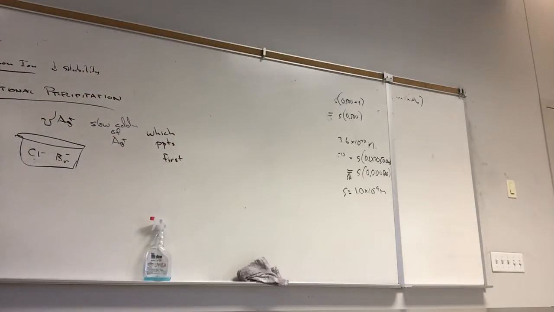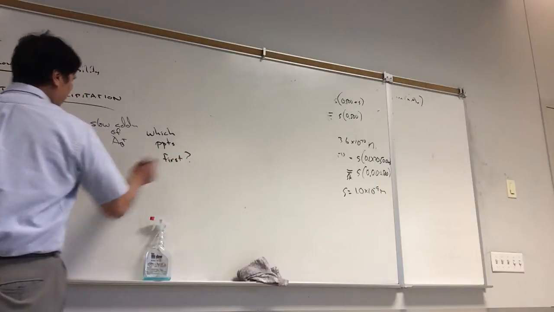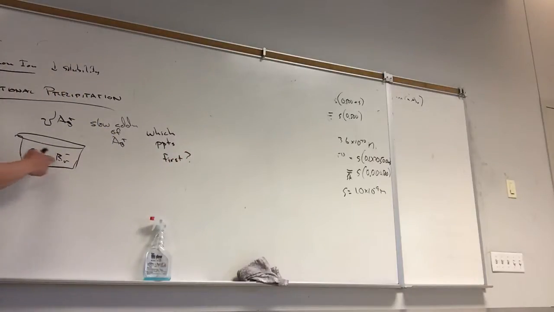Normally you would automatically think that the one with the smaller KSP precipitates first, right? But that's not the case because it depends on how the ions split apart and what the initial concentrations are. And so in order to figure out which precipitates first, we have to do a calculation. If this were 0.100 molar and 0.100 molar of these two each, then silver bromide should precipitate first because it's less soluble.